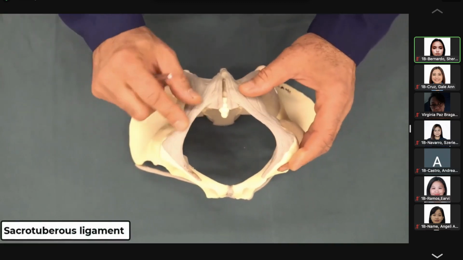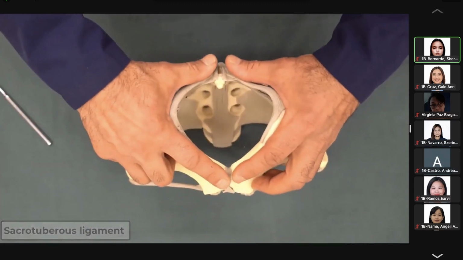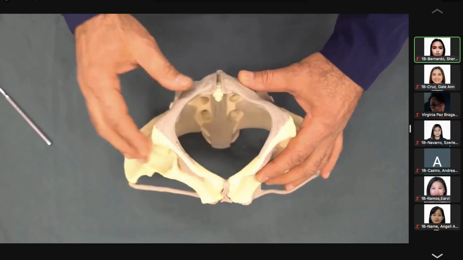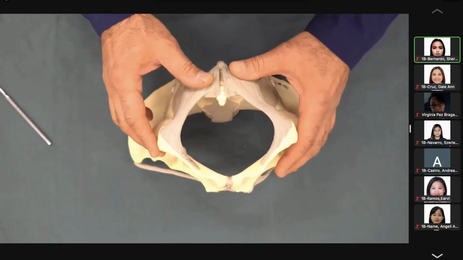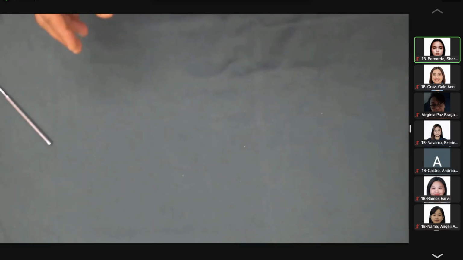Sacrotuberous ligament, this one and this one. So then practically this is the pelvic outlet, and as you can see, it's diamond shaped. We will go over that later with the perineum anatomy. Okay, back to the bony pelvis.